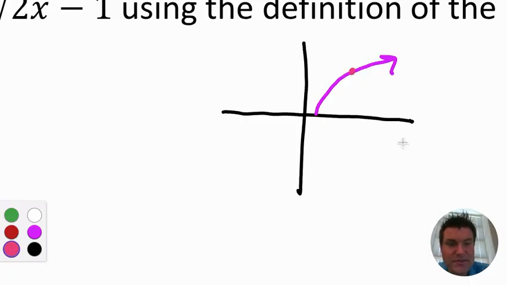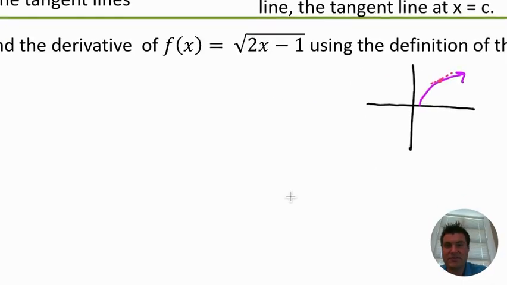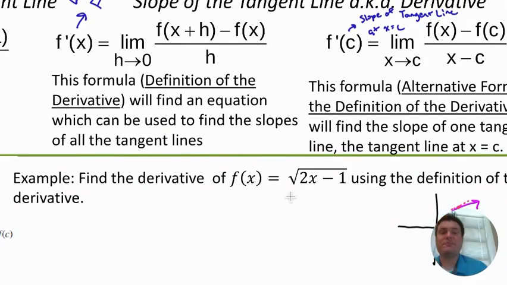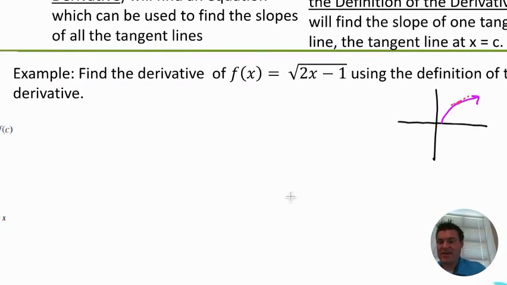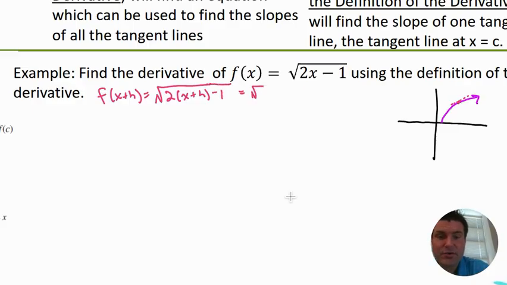Okay? If I want to find the slope of this line right here, that tangent line, I need to know the derivative function. So let's go ahead and find that derivative function. First thing I need to do in my equation is find out what f of x plus h is. If I have f of x, then f of x plus h is going to be the same thing that I have right here, but instead of writing x, I'm going to write x plus h. And I'm just going to simplify that real quick, just for ease.